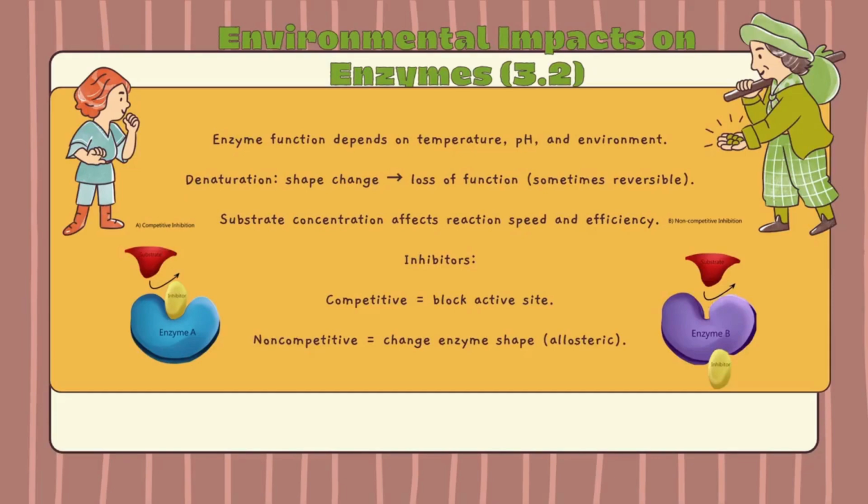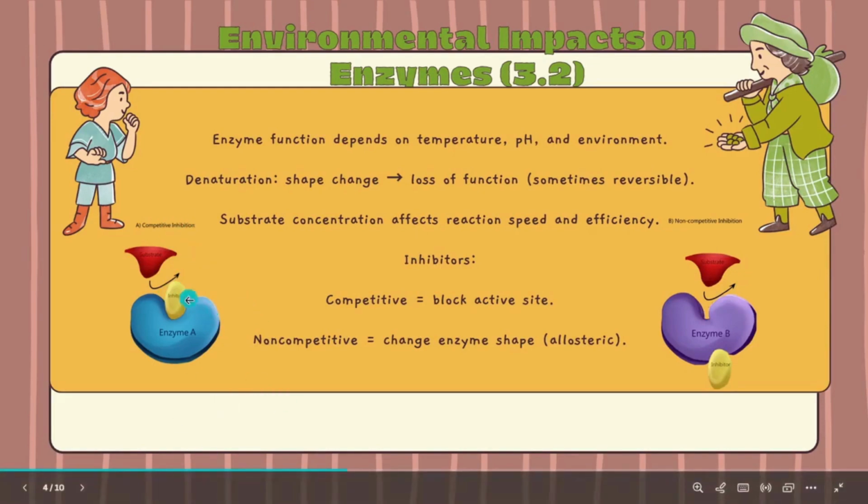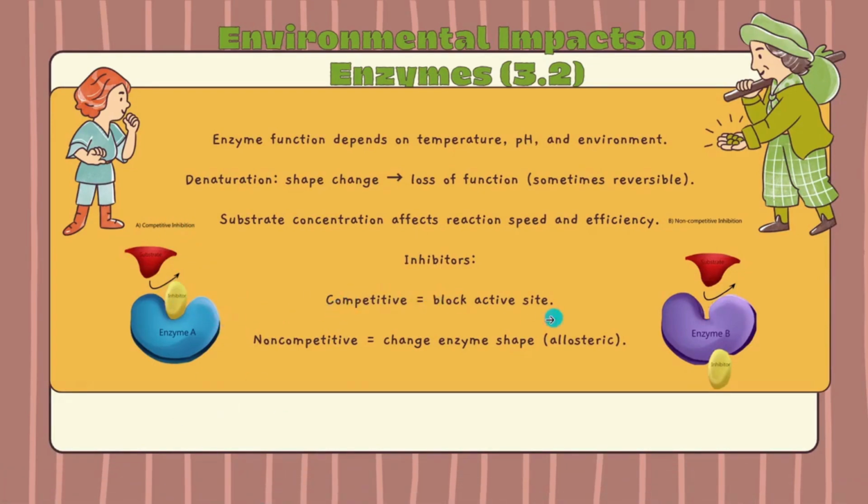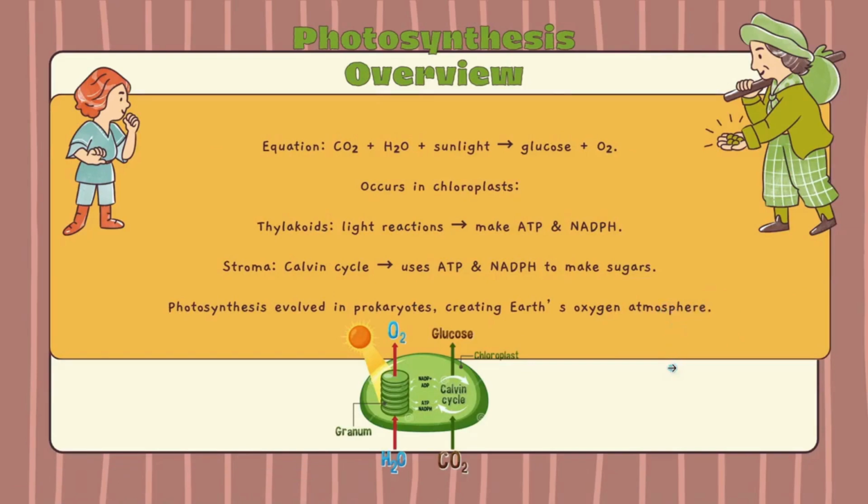There are also inhibitors, and there are 2 types. Competitive inhibitors block the active site. So like right here, you can see the inhibitor just blocks it, right? And then non-competitive inhibitors bind elsewhere, changing the enzyme's shape through an allosteric effect. So right here, it isn't binding to the active site. But once it binds to the bottom, it changes the shape, right? So the substrate can't fit.